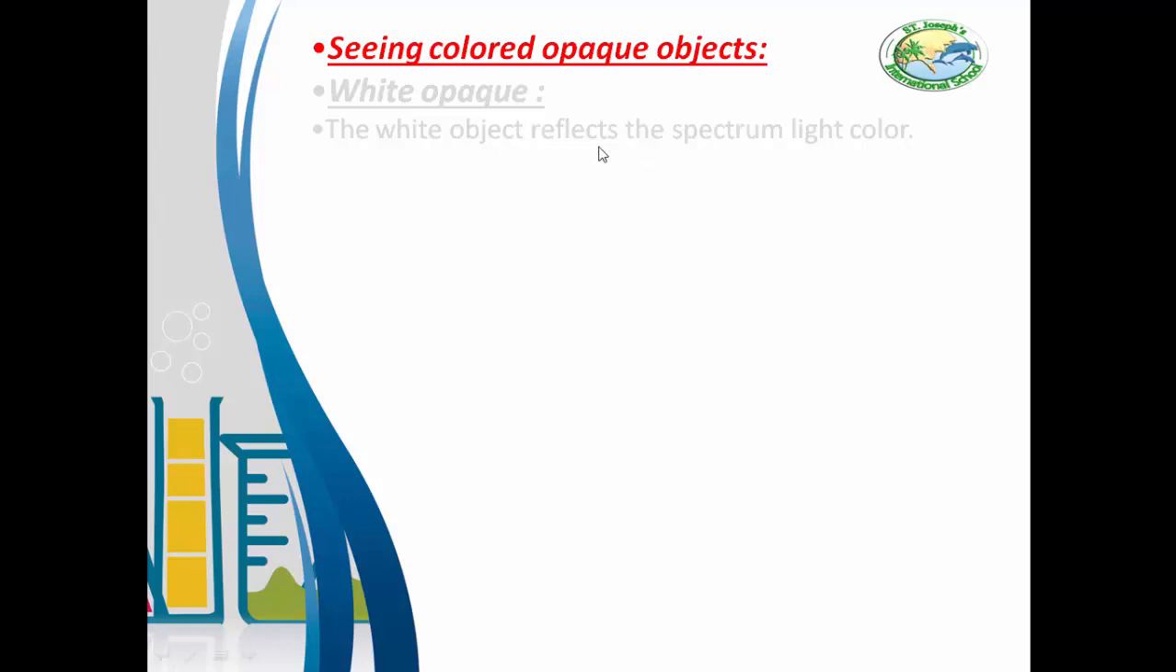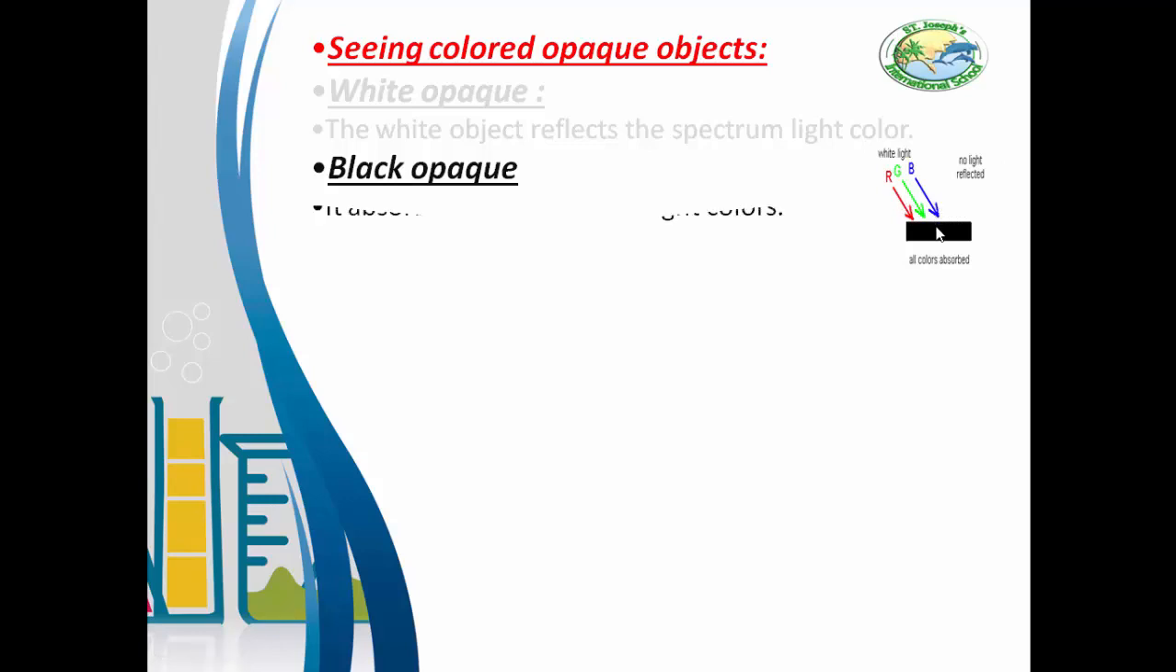What about the black? Black opaque. Can you see this black object? It absorbs all the colors. No light is reflected. No light comes out. So we can say that the black opaque object absorbs all the spectrum colors. The white opaque reflects all. The black opaque absorbs all.